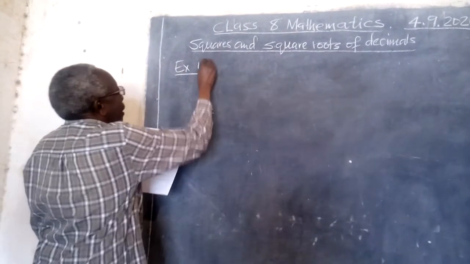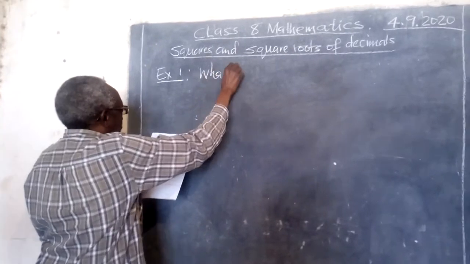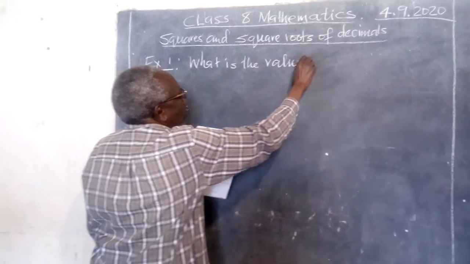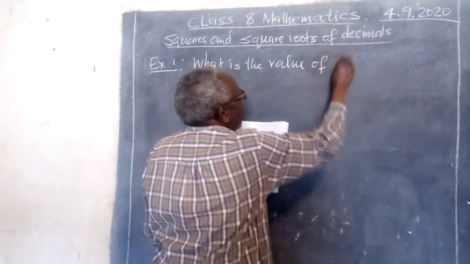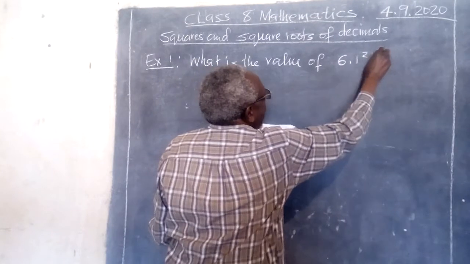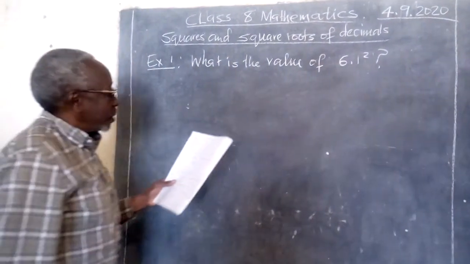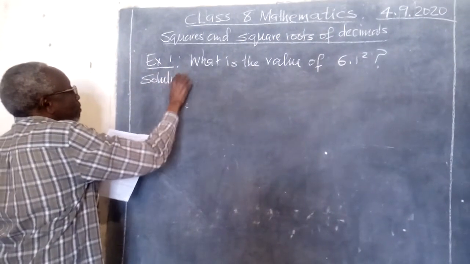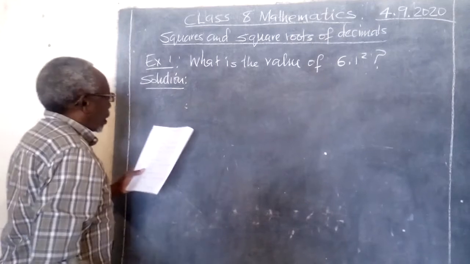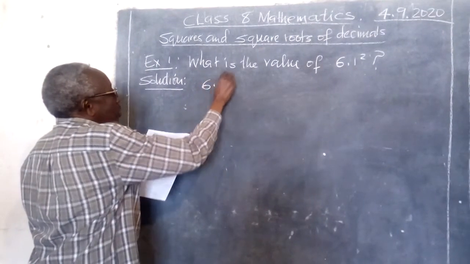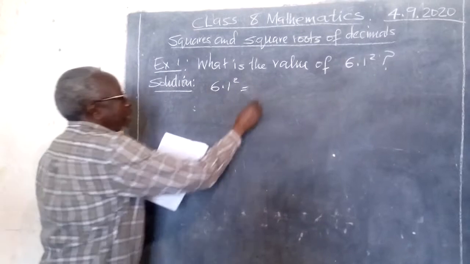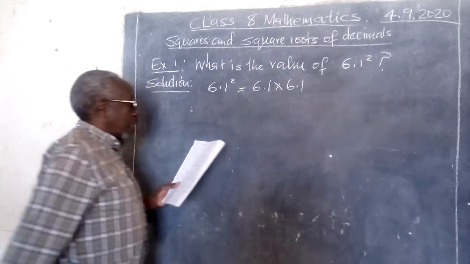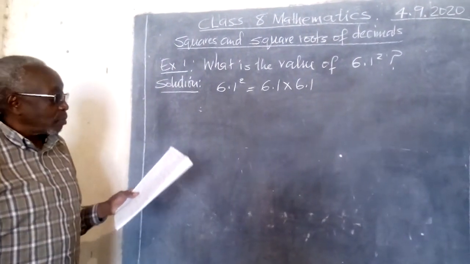It says, what is the value of 6.1 squared? What is the value of 6.1 squared? Our solution: 6.1 squared means 6.1 multiplied by itself. 6.1 times 6.1.